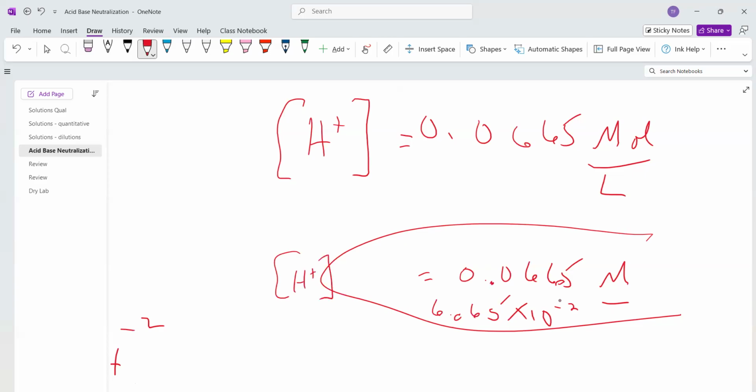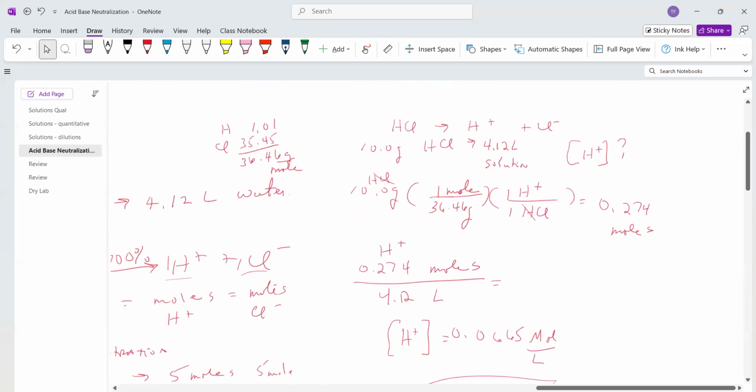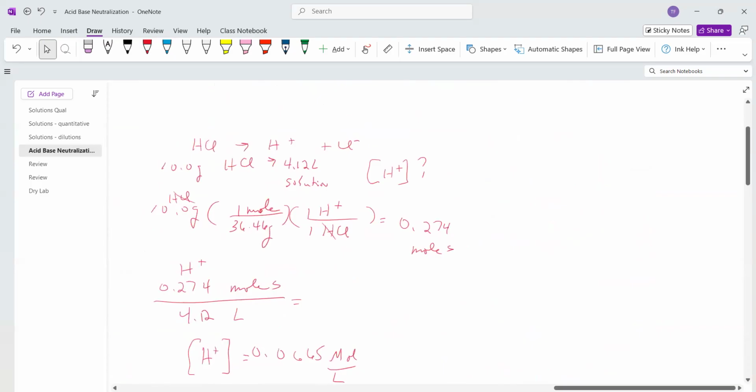Okay, it's important to understand the mole part because we start neutralizing. I'm going to throw in moles of base, moles of acid. And usually they're not equal. Okay, so let's do one of those.